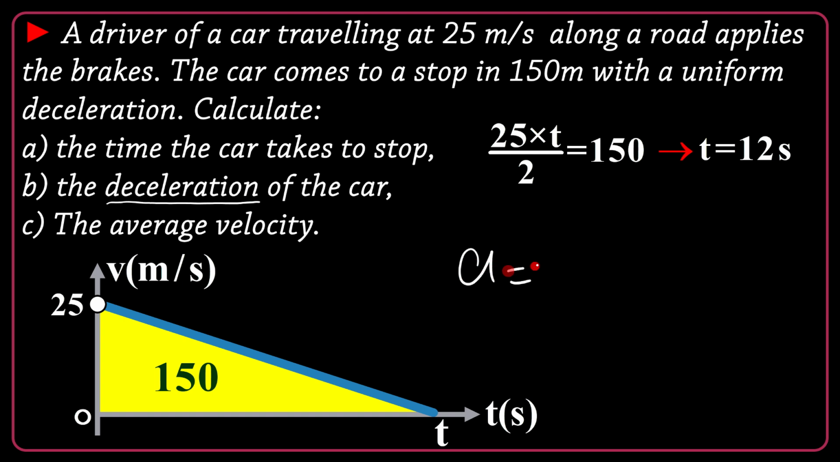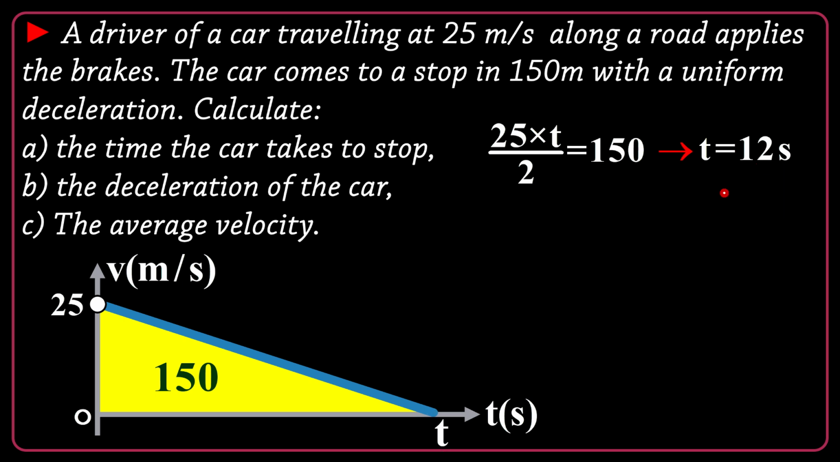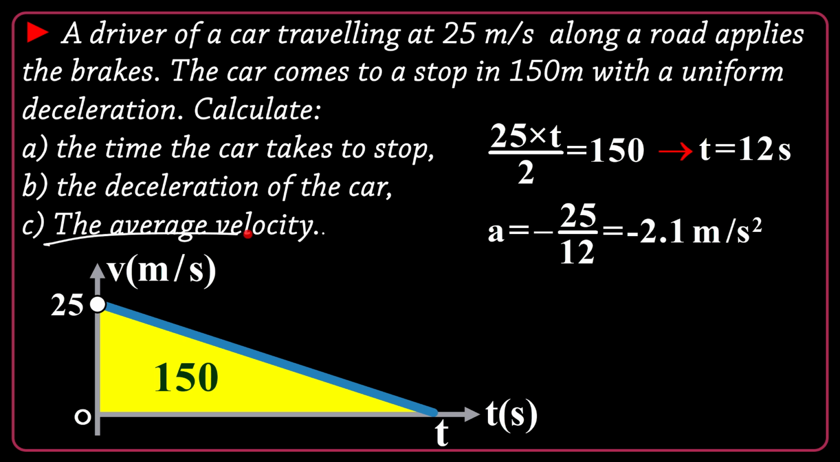Acceleration must be delta V over delta T, or the slope of this graph, rise over run. The rise is 25, the run is t. Here I found t to be 12, so I plug in values, and then it's 25 over 12. Must be negative. If you want, you can also convert it to decimal, 2.1 meters per second squared, as you wish. And part C, the average velocity.